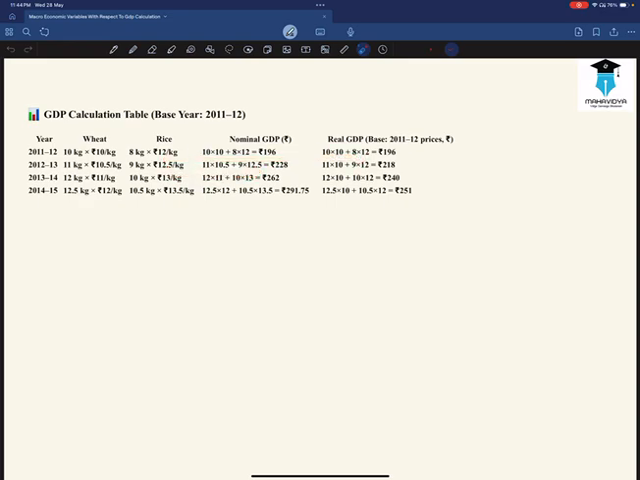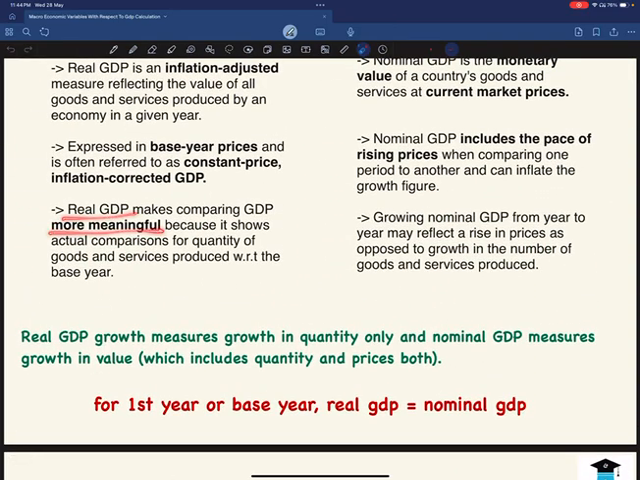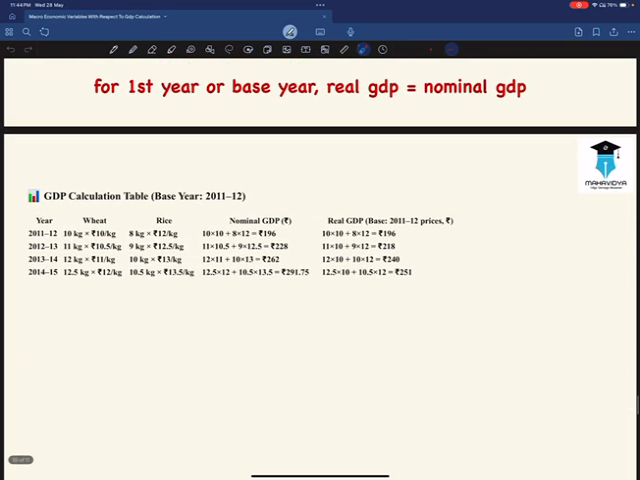As you can see in the calculations, in the first year the nominal and real GDP values are the same. But as we proceed to the next years, you can see the nominal GDP is rising more than the real GDP. In the last year the nominal GDP is 291 but the real GDP is 251. That's why real GDP is a more meaningful calculation, because it shows the actual comparison, while nominal GDP can inflate the growth figure. The growth figure is inflated here, 291, not 251.